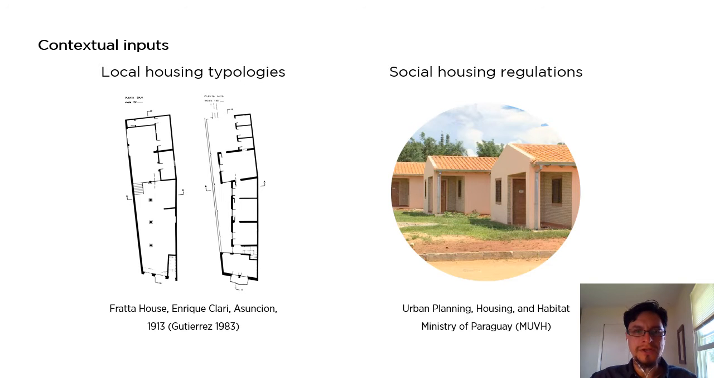The contextual inputs are based on local housing typologies. In this case, the sausage house typology, which is a traditional urban house typology in Asunción, with a layout characterized by a succession of rooms along a corridor facing an interior patio. The second input is the social housing regulations that establish the parameters of the layout of the house.